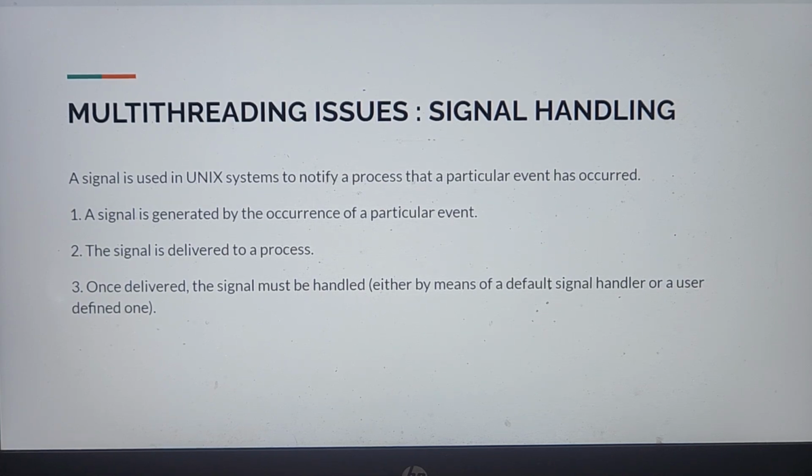Alright, the second issue we are going to look at is signal handling. So what is a signal? A signal is used to notify a process that a particular event has occurred. So the classic example I will give is your wait system call.